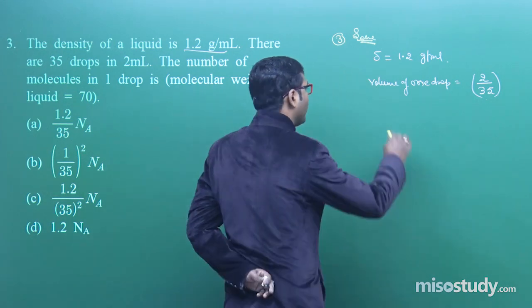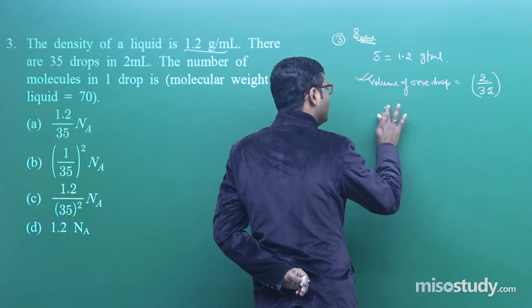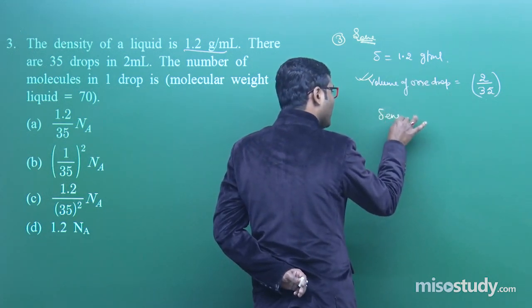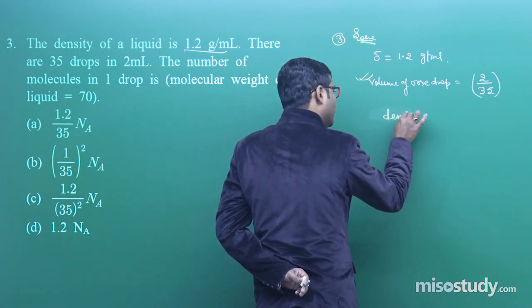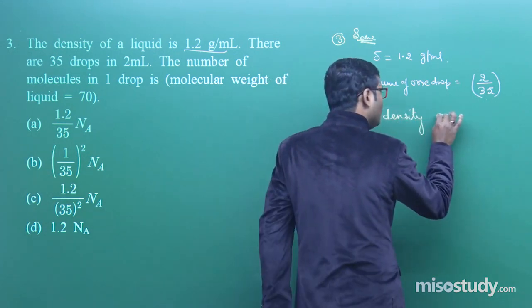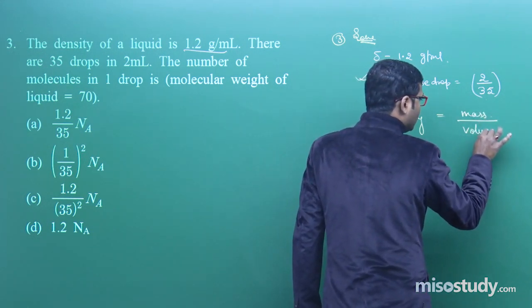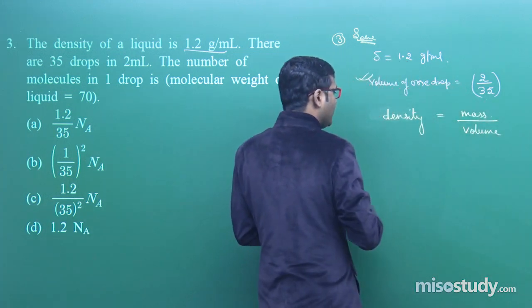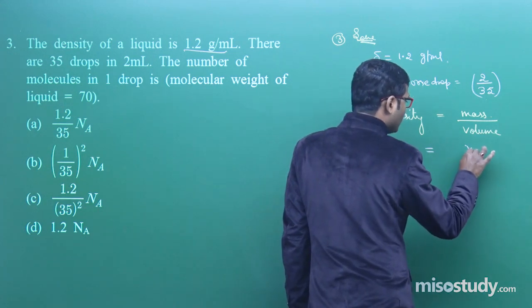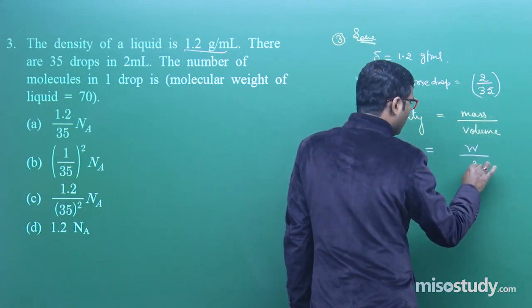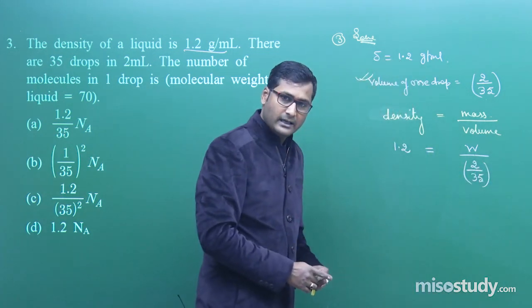So how to find? We have the volume of one drop. Now we have density given, and we know, listen carefully, density is equal to mass upon volume. Here density is 1.2. What is the mass? We do not know, put W. And what is the volume? 2 upon 35. Clear? Yes.